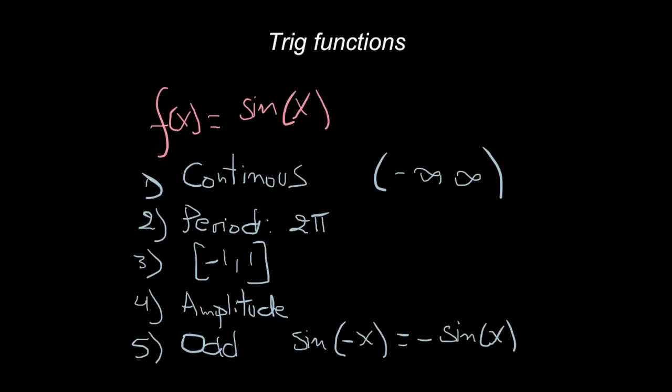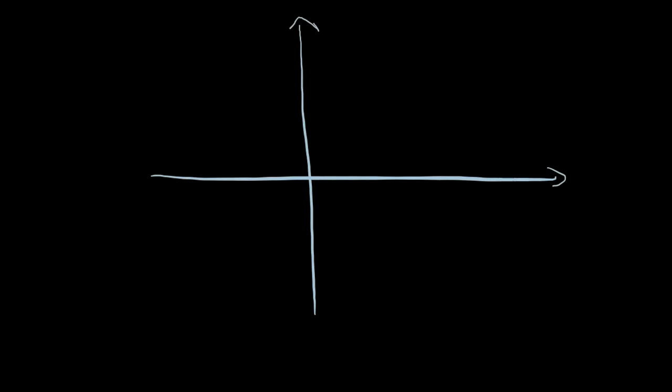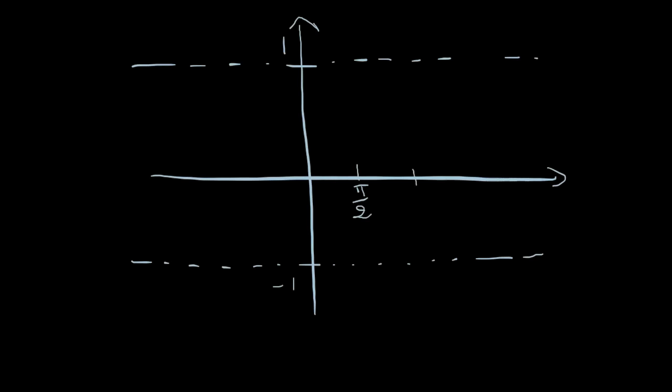The graph of this function looks like the following. I know it's going to vary between negative 1 to 1, and it won't exceed those dotted lines there. I will go by pi halves, so pi over 2, pi, 3 pi over 2, and here I have to take the negative values of those, so negative pi over 2, negative pi, and negative 3 pi over 2.